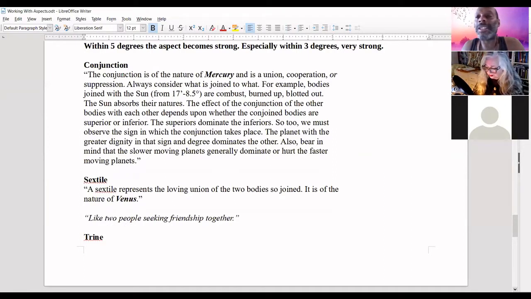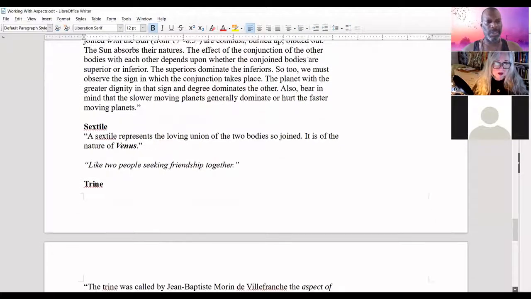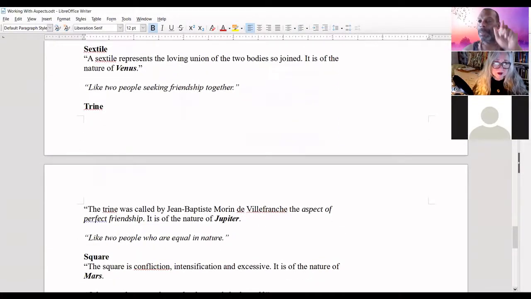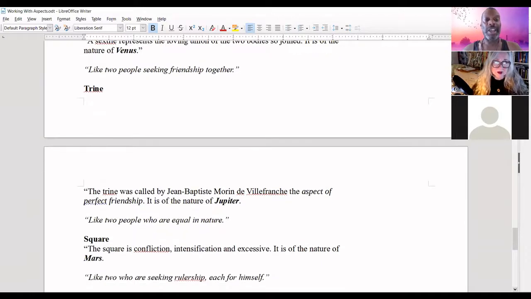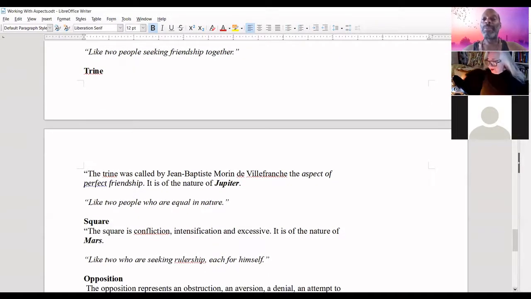By the way, I didn't get to the Saturn opposing the lights. For Saturn and Moon, I was saying obstruction versus flow, and obviously for Sun and Saturn, it was light versus dark, but that's the most of it. But there was something else we talked about, Lily. I forgot what that was. Okay, but that's the nature of the sextile. The nature of the trine was called the aspect of perfect friendship.